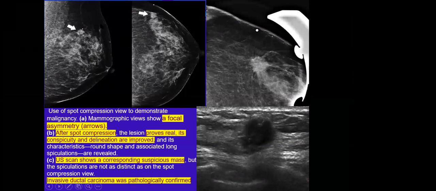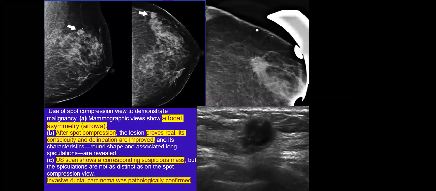Okay, and another example for a mass seen as a focal asymmetry on the standard CC and MLO view. This is a focal asymmetry, you see, it doesn't show the full criteria of a mass. The conspicuity of the mass is not seen on the standard view, while the spot magnification here demonstrates a mass, a typical spiculated mass, and ultrasound also demonstrates an indistinct, irregular hypoechoic mass proven to be invasive ductal carcinoma.